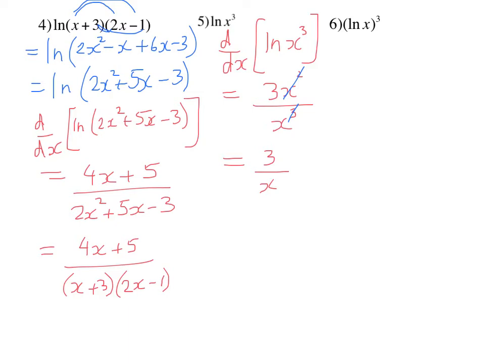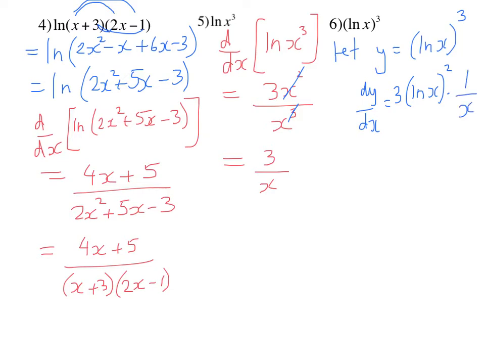Whereas in number 6, we've got a function raised to another power. So if we let y equal log of x, all to the power of 3, then dy dx, remember we have to bring the 3 down the front, keep the brackets the same and subtract 1 from the power, and multiply by the derivative of what's inside the brackets. The derivative of log x is just 1 on x. And then we could write this a little bit nicer, all as one fraction. Just like that.